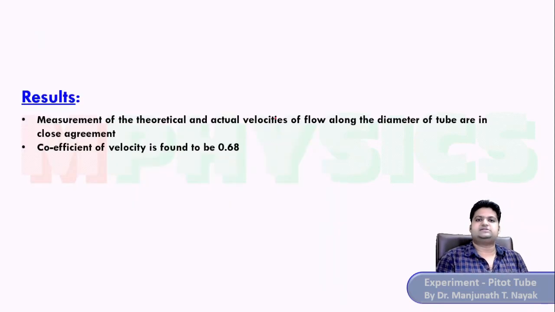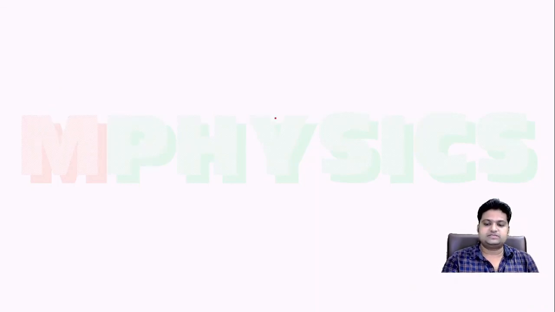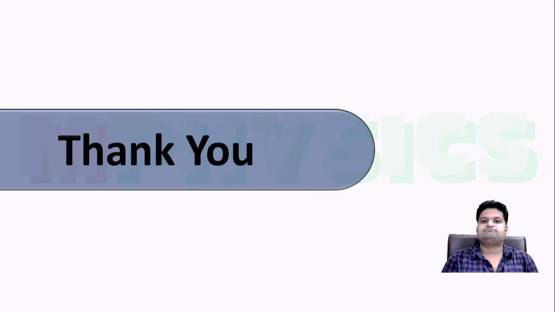And finally the results. We got 32% of error, but we can say that the measurements of the theoretical and actual velocity along the diameter of the tube are in close agreement. Next, the coefficient of velocity is found to be 0.68. Remember, you should get it very close to 1, something like 0.9 and above, or at least 0.85 and above. With this we finish the experiment, and I hope you enjoyed it.